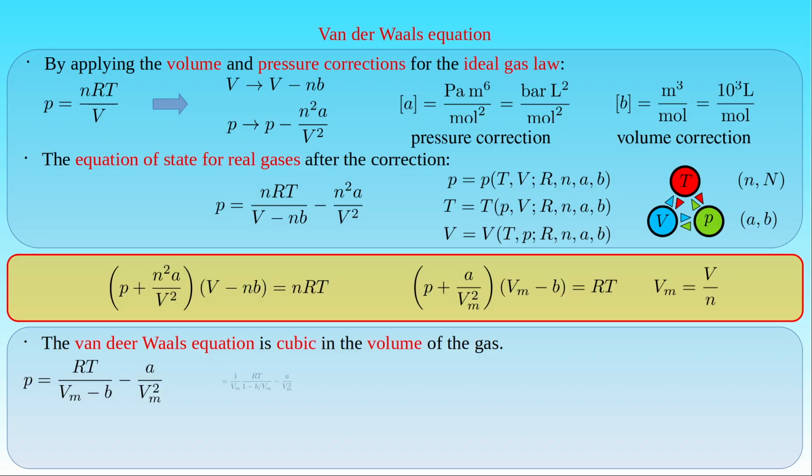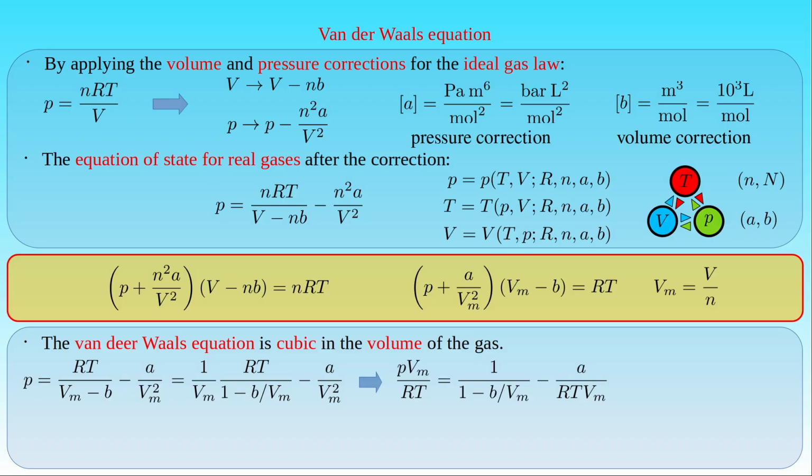Because the first term on the right-hand side can be written as 1 over Vm, times R times T over 1 minus B divided by Vm, P times Vm over R times T is equal to 1 over 1 minus B divided by Vm, minus A over R times T times Vm.